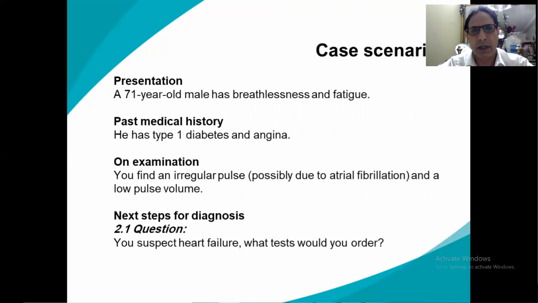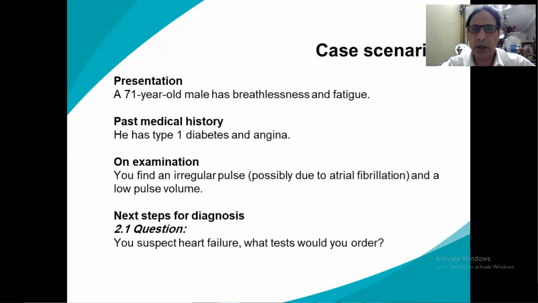Another case: a 71-year-old male presented with breathlessness, shortness of breath, and fatigability, and he has type 1 diabetes and angina. On examination, you found an irregular pulse. That means the patient presented with atrial fibrillation and low pulse volume. As you know, the pulse we found in this case is irregular. Summary of this case: 71 years old, dyspneic, diabetic, angina, in addition to irregular atrial fibrillation. So atrial fibrillation, diabetes, and patient age 70.